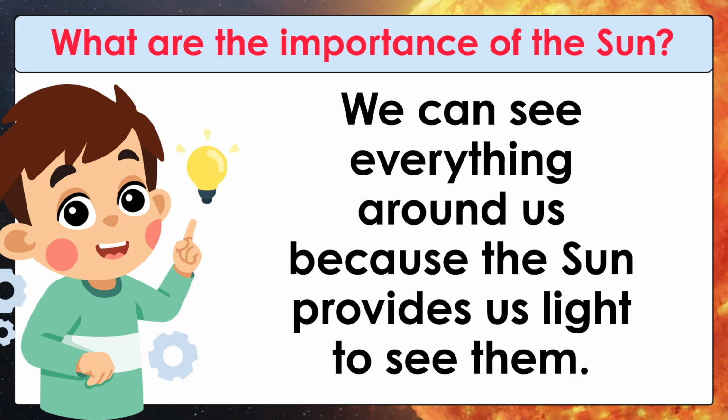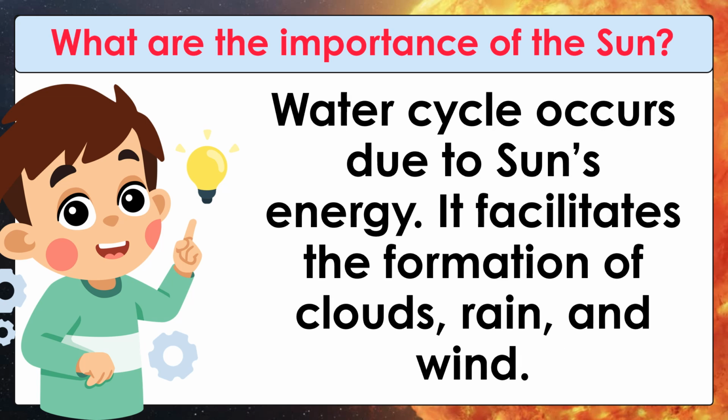We can see everything around us because the sun provides us light to see them. Water cycle occurs due to the sun's energy. It facilitates the formation of clouds, rain, and wind.